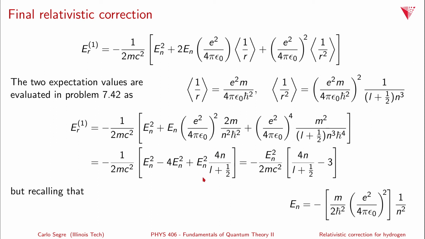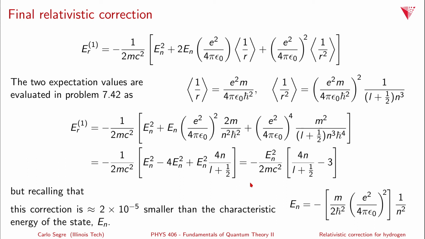This all collapses into a very simple expression, which gives us minus E sub n squared over 2mc squared times the quantity 4n over l plus a half minus 3. And so the relativistic energy correction goes like the energy squared divided by 2mc squared, and then a bunch of integers. So this correction is about 2 times 10 to the minus 5 smaller than the characteristic energy of the state. Right? So this correction ends up being almost 10,000 or 200,000 times smaller.